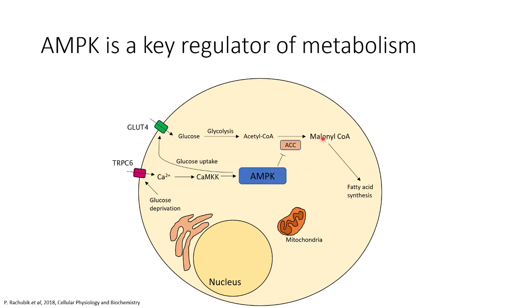Here is a pathway where it inhibits fatty acid synthesis, and it also encourages beta oxidation so that it increases the ATP concentration within the cell. A key pathway in activating AMPK is through liver kinase B1.